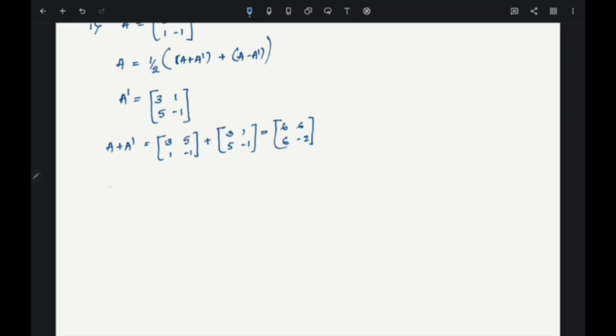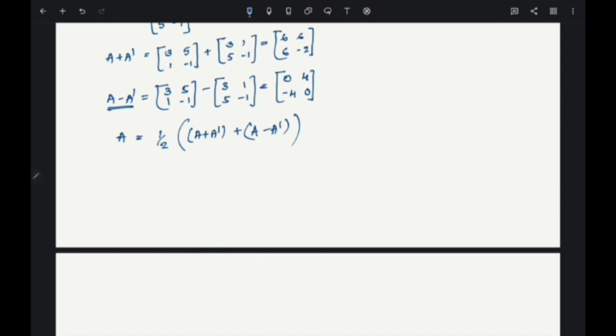Now let's find A minus A dash. So subtract these two matrices in order to get A minus A dash. After subtracting, we got the answer for A minus A dash as 0, 4, minus 4, 0. Now substitute A plus A dash and A minus A dash in the given equation. Now we have written the equation A is equal to half into A plus A dash plus A minus A dash. Now substitute it as it is.